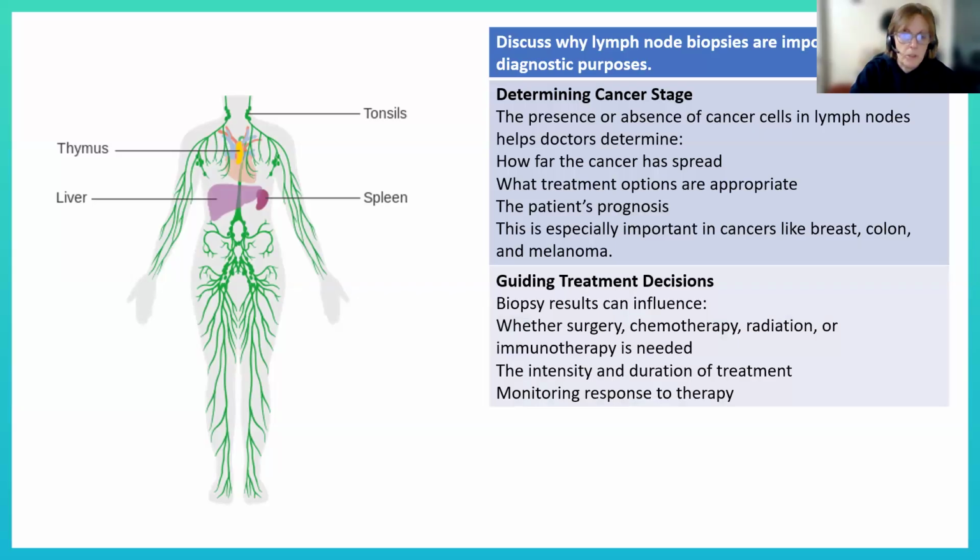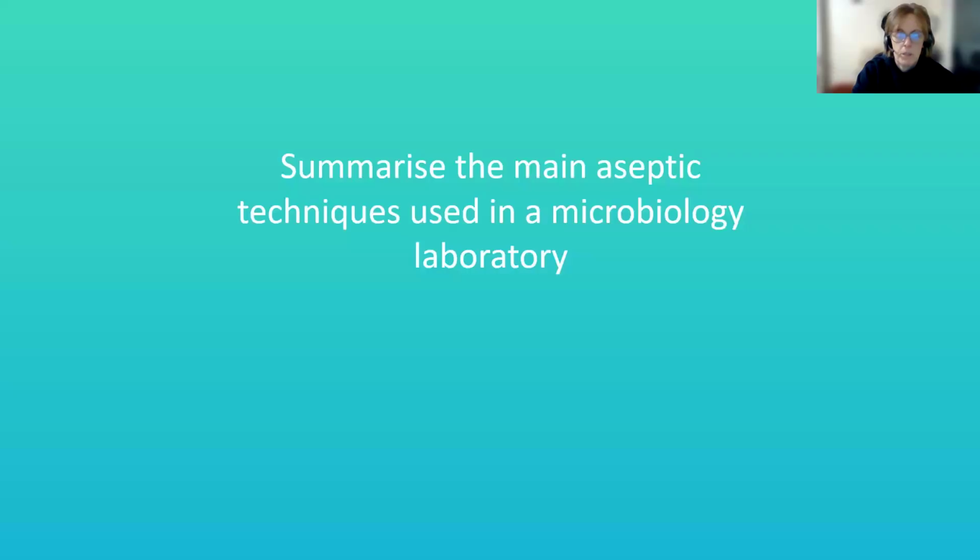They can help the cancer team to determine what treatment is the best option, whether surgery, chemotherapy, radiation therapy, or immunotherapy is needed, depending on how far it's spread, for example. And they can help to determine the intensity and duration of the treatment and help just get feedback on how well the therapy is going as well, help to monitor the treatment. So quite a lot of uses there, particularly with cancer, for the lymphatic system.